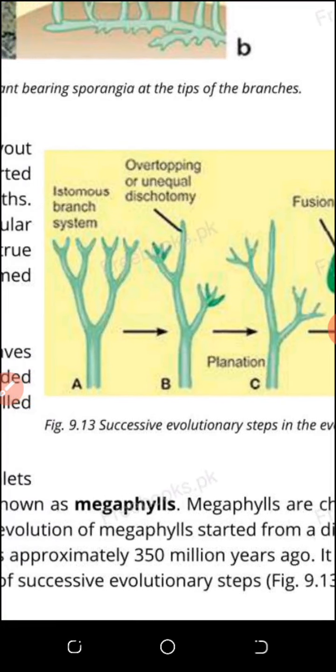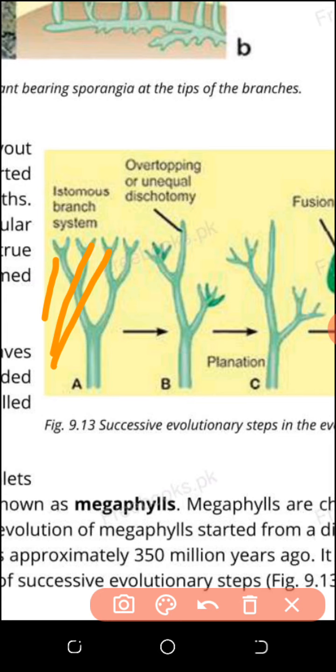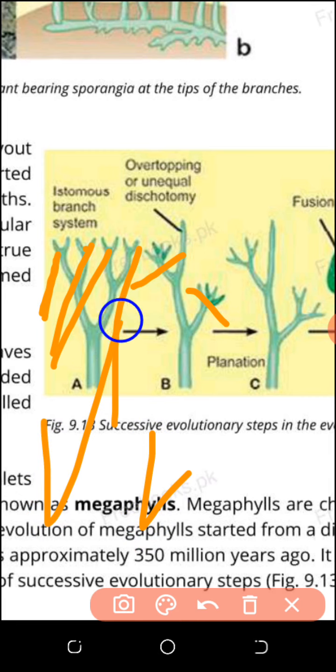The first, these two branches, dichotomous branches, they are the same. You can see their length is the same. You can see this is the first step. This is the first step in the evolution of the leaf. So when the plant is developing the leaf, it has an isotomous branch system, meaning the dichotomous branches have the same lengths. What will happen next? They will develop unequal dichotomy. Unequal, I make a diagram. This is unequal, this is equal, this is isodichotomy, this is the different, unequal dichotomy.